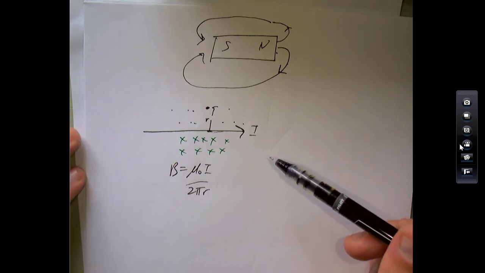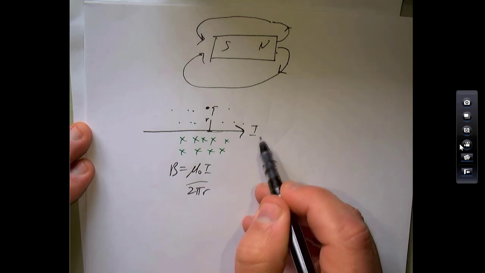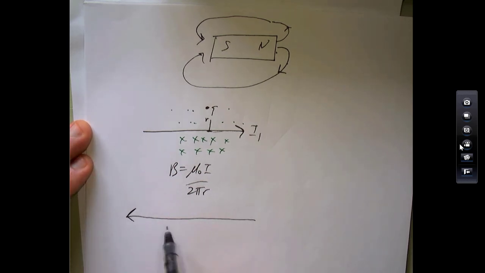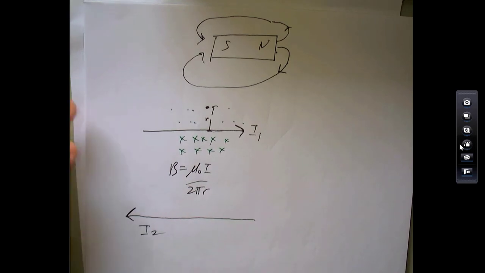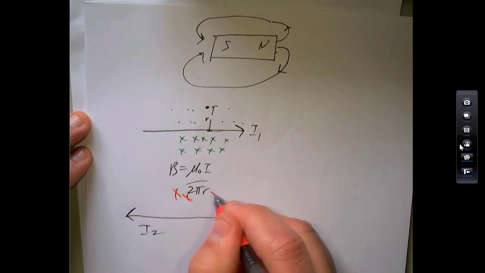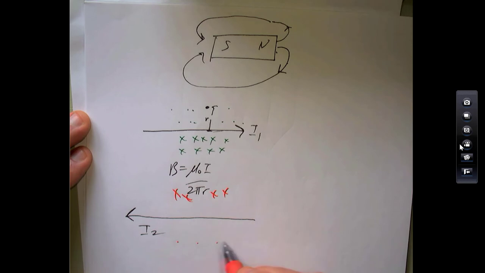So if you had another wire, maybe down here, I'll just call this one I1. You have another wire down here. This one I'll just say is I2. I2's magnetic field up here is into the page, and over here would be out of the page.